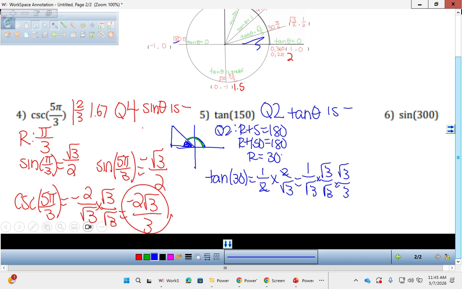So that means the tangent of 150 degrees is also root 3 over 3. It's just that because it's in quadrant 2, the tangent's going to be negative there. So I'll add a negative to my final answer.